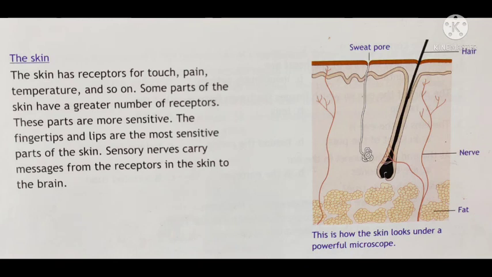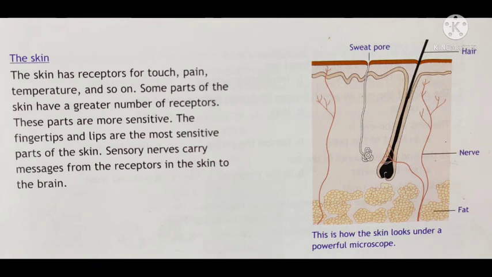Some parts of the skin have a greater number of receptors and some have fewer. The parts which have a large number of receptors are more sensitive. So what are these? These are the fingertips. You all have fingertips. Try to touch them. Yes, fingertips and lips are the most sensitive parts of our skin. Try to remember this point.